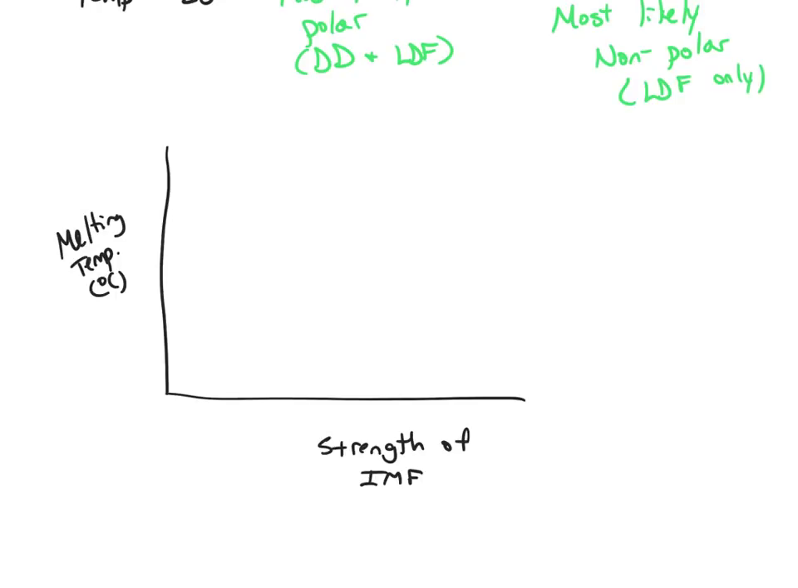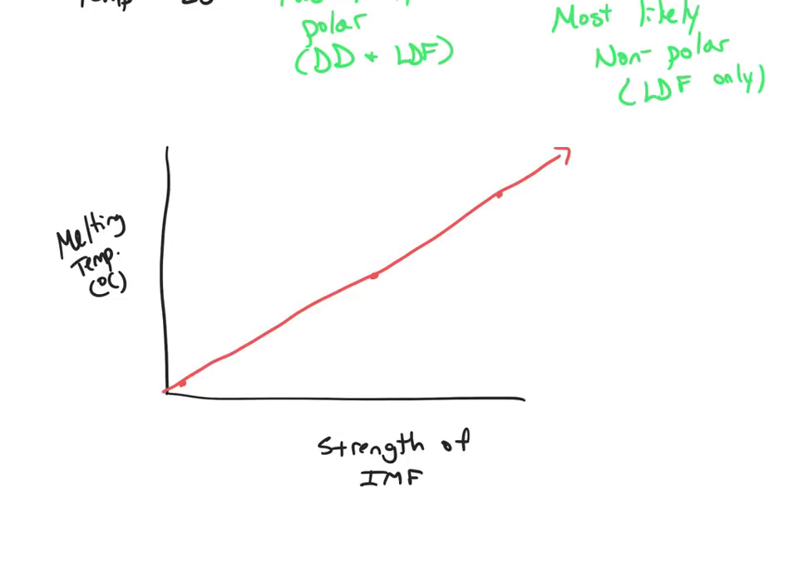So let's talk about this graphically. If you take a look at a graph of melting temperature in degrees Celsius versus strength of intermolecular forces, it'd be safe to say that something with high intermolecular forces has a high melting point, something with a medium strength of intermolecular forces would have a medium melting temperature, and something with low intermolecular forces, meaning they are very weak, would have a very low melting temperature. If you graphed the melting point versus strength of intermolecular forces, you would get a positive slope line. In other words, the stronger the intermolecular forces something exhibits, the higher the melting temperature.